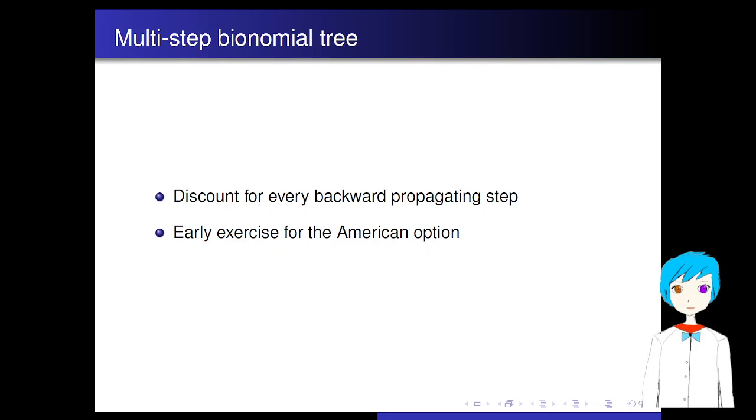For evaluating the multi-step binomial tree, one thing we should keep in mind is that we need to discount the value for every backward propagating step. If we are doing a multi-step binomial tree for the American options, we can always do early exercise, which means that if the payoff right now is greater than the expected payoff in the next step, then we need to exercise it early.